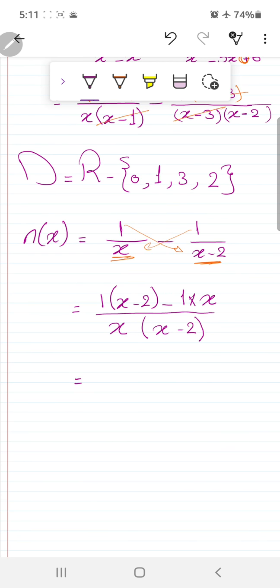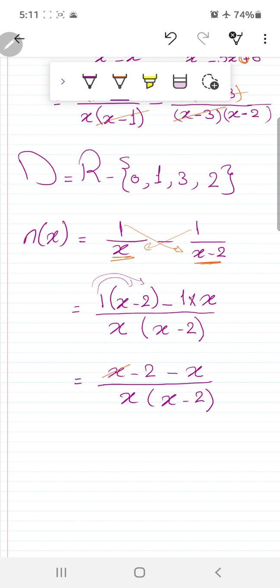Simplify. Here 1 times x and 1 times -2 will be x minus 2. Minus 1 times x will be minus x, over x minus 2. Here we have x minus x, which is 0, cancel together. So the result will be -2 over x minus 2. And here is n of x.